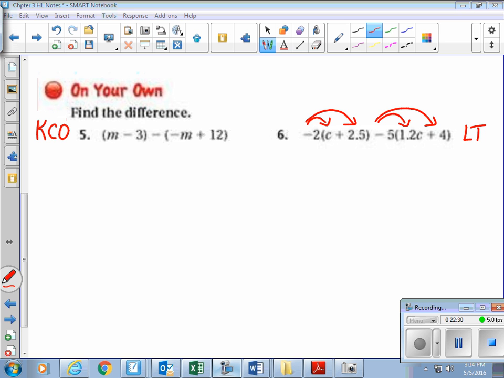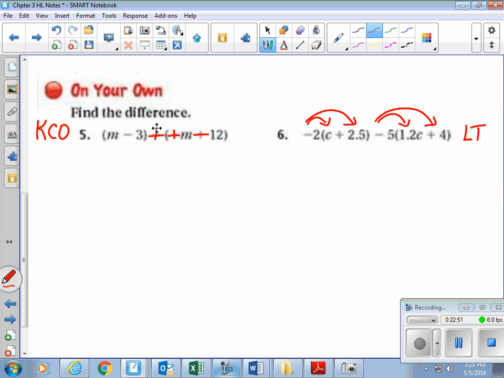All right, so in number 5, we're going to do our keep change opposite. So m minus 3 stays as the same. That's your keep. We change from subtraction to addition, and then we do the opposite of the whole second expression. So the opposite of negative m is a positive m, and the opposite of positive 12 would be negative 12.